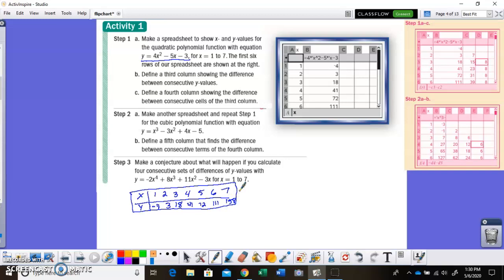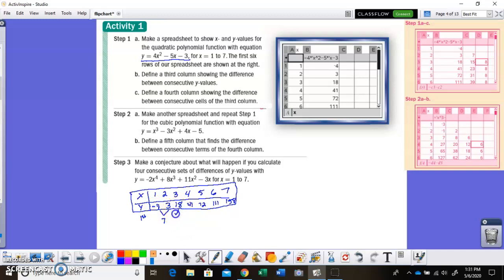Okay, so what we want to do is, it says go ahead and make a spreadsheet. Unless you know Excel, I wouldn't recommend putting it in spreadsheet, but you can try. We have those done. We're going to define a third column showing the difference between the consecutive y values. So we're going to do it as a row. So this is going to be our first set of differences right here. So we want to do 3. This is actually where people mess up the most, truthfully. 3 minus negative 4. Okay, that minus negative, some people forget about recognizing that negative. So that's going to get us 7.